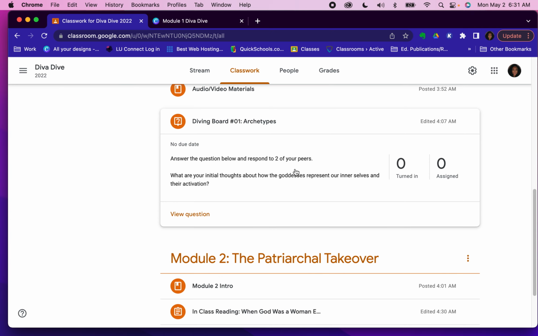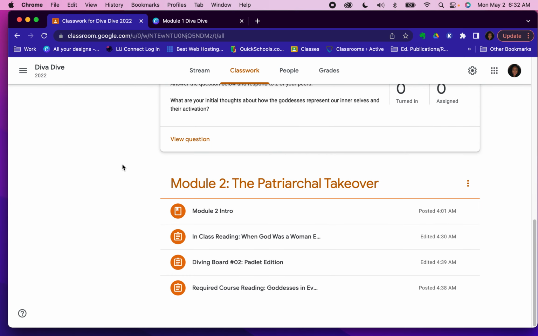So the question for module 1 is, what are your initial thoughts about how the goddesses represent our inner selves and their activation? Just trying to get them to start thinking critically about the content and the information that we're starting to get into and go over.